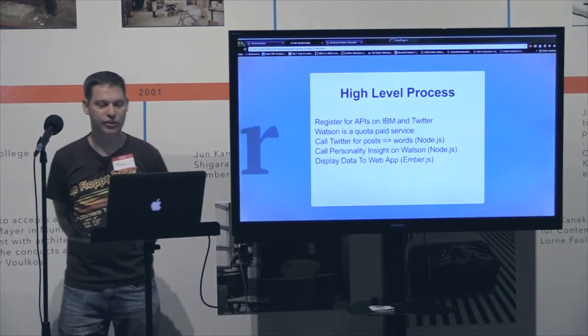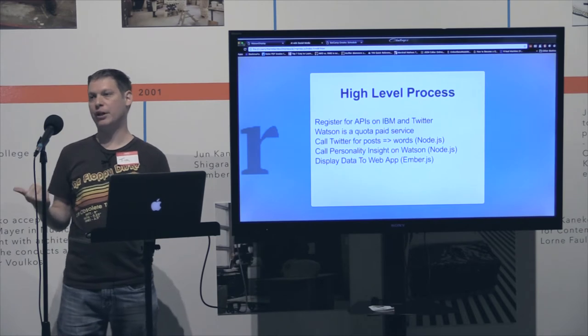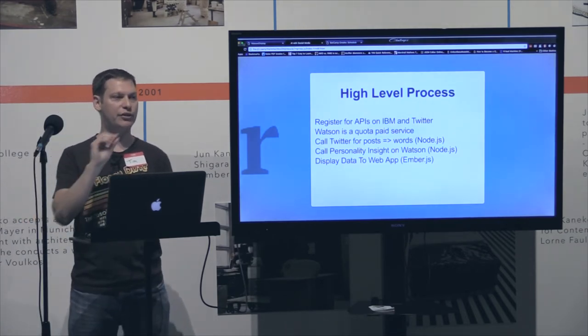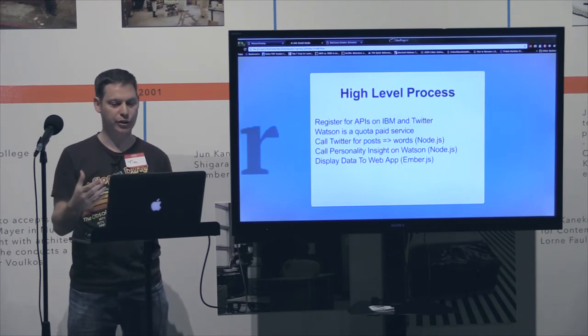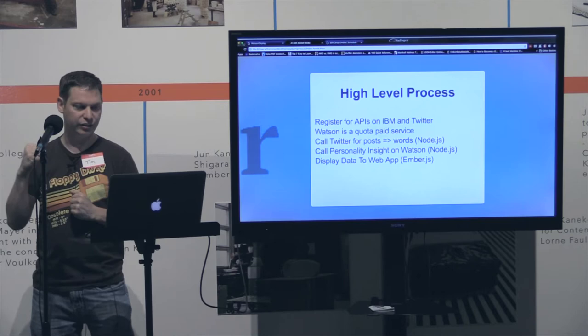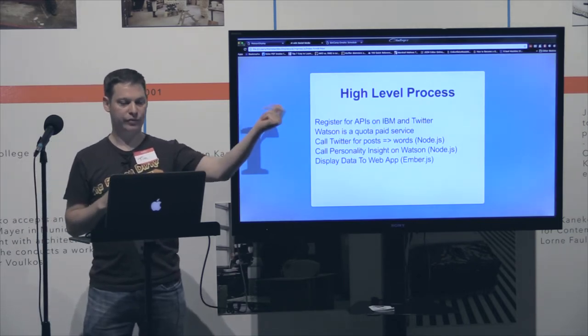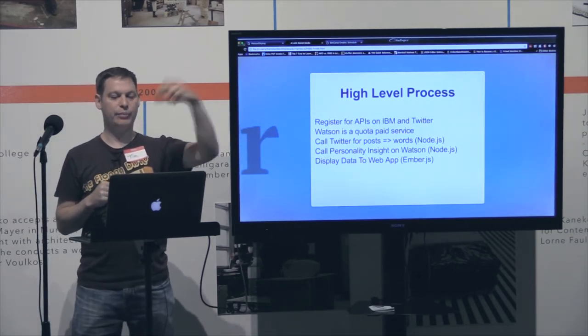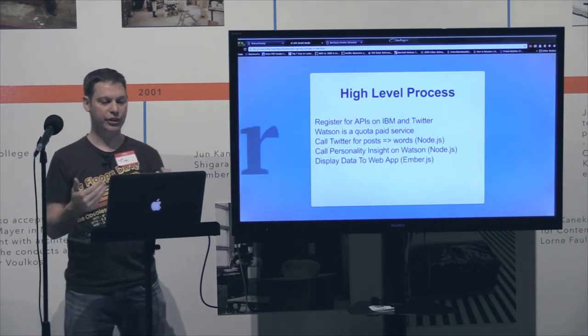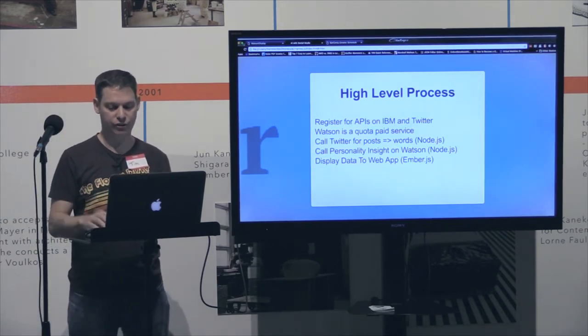So the high-level process that I went through is register for both APIs, IBM and Twitter, and Watson is a paid quota service at a certain point. Like, I won't hit that threshold because I'm not using it that much. You call Twitter, you get back the data, you send it to Watson, both on the server side, get back, and then you give it back to a web page that called initially. So I wrote that in ember.js if you were curious.